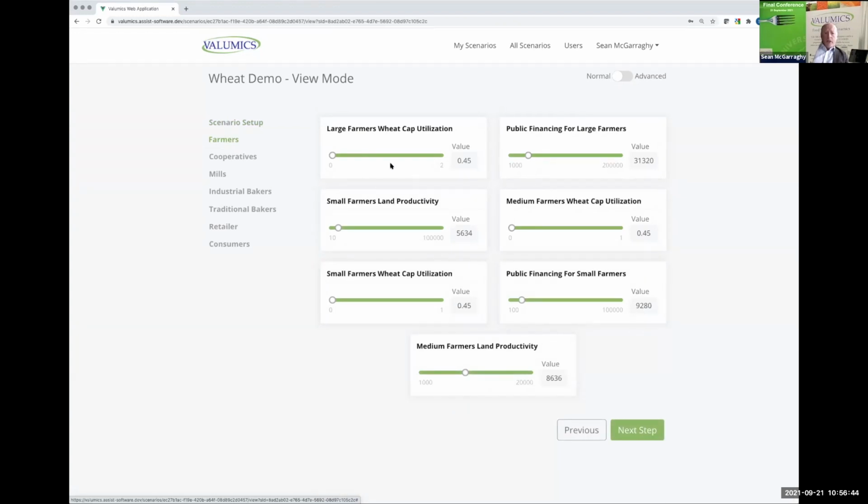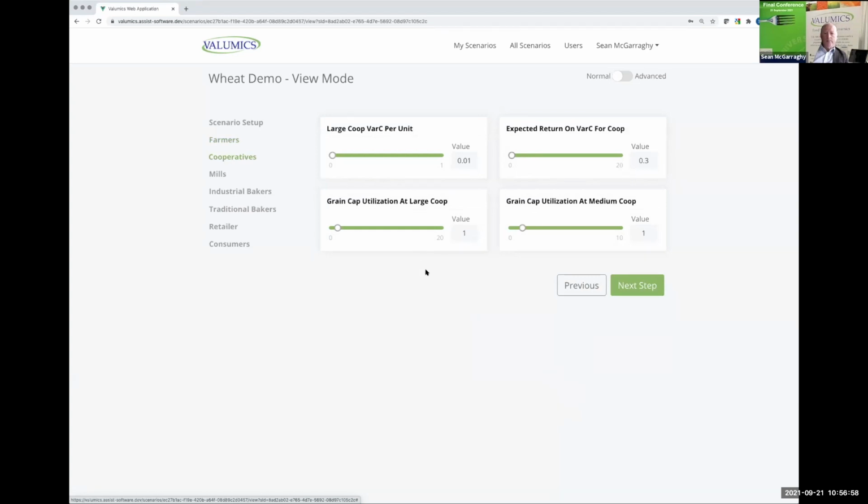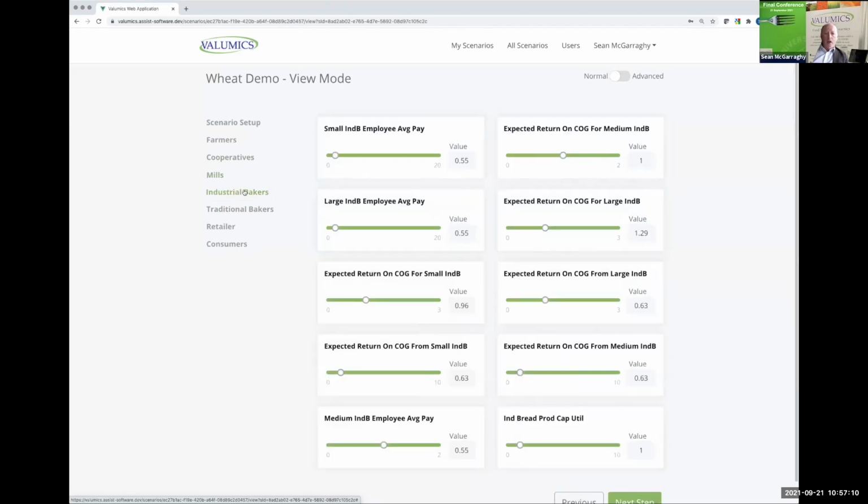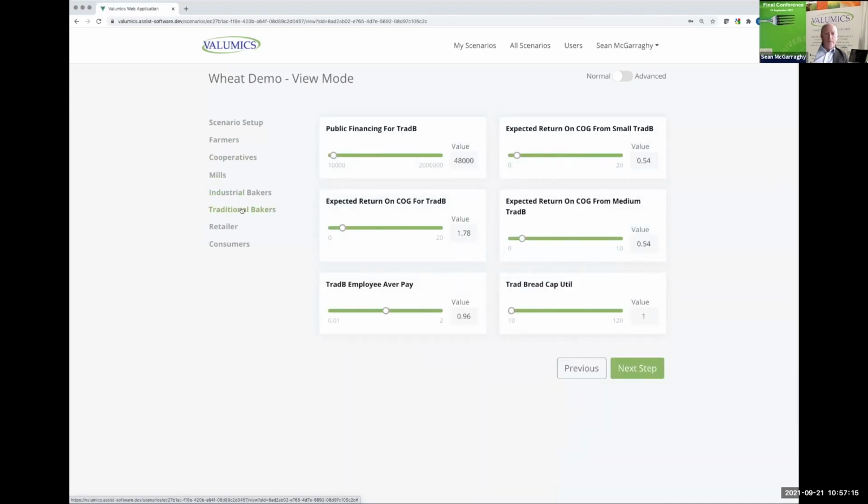for the farmers, for example, different sizes of agents. So we have large and small and medium farmers. What's their capacity utilization and their productivity? The cooperatives, what's their grain utilization and so on. The pay that the mill employee gets, the number of mill employees as well, and so on. Industrial bakers have their own attributes. Traditional bakers, they may get some public financing, for example.